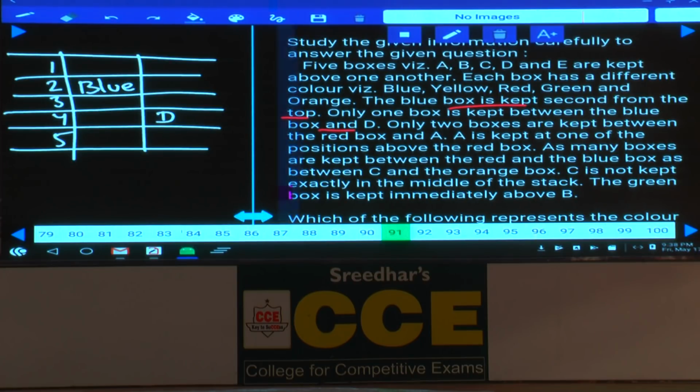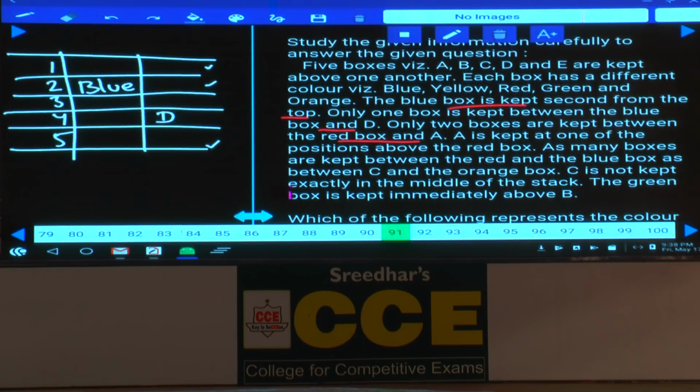And only 2 boxes are kept between red and A. Between red and A, there must be exactly 2. So there are many possibilities: if red is here, 1, 2, and A will be blue. Or if A is 1, red will be 4, isn't it? Hence 2 or 5, 1 or 4. A is kept on one of the positions above red box.